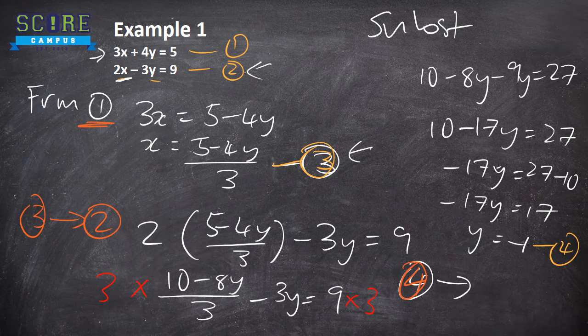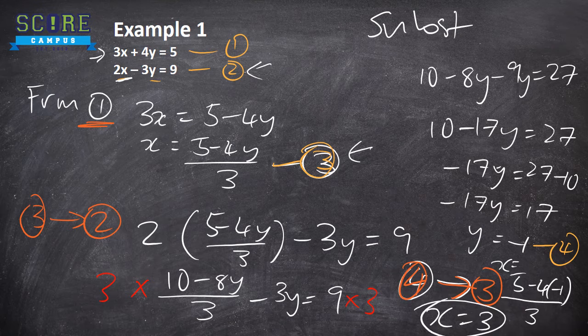You can sub into 2, but it makes it very difficult. You can sub into equation 3. Why? Because you can find x immediately. x equals to 5 minus 4 times minus 1, over 3. Minus 4 times minus 1? Plus 4. 5 plus 4, 9. 9 divided by 3? 3. So x equals to 3. These are your two answers. x equals to 3, y equals to minus 1. Understand?